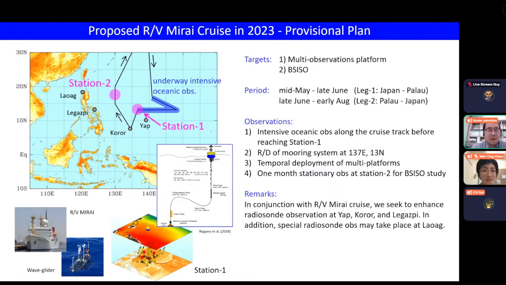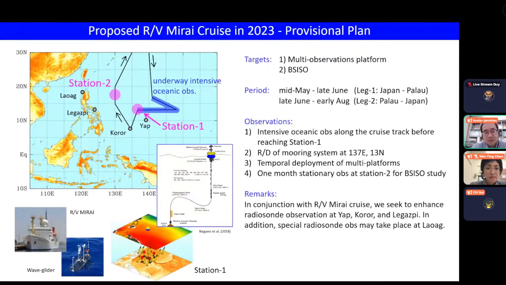Then, stopping by Palau, we change to the second leg. We try to conduct the seasonal observation at a slightly higher latitude compared to our BSM 2020 or 2018, almost the same latitude along northern Philippines. We shift to the subtropical area. But our main target is the same, BSISO, the boreal summer intraseasonal oscillation. In a tight relation, we look at the relationship between the convective activity over this region and the mid-latitude.